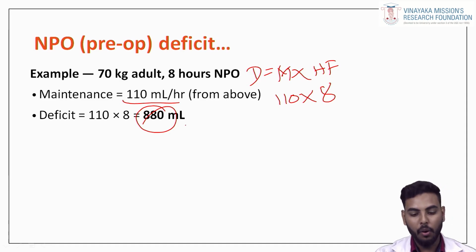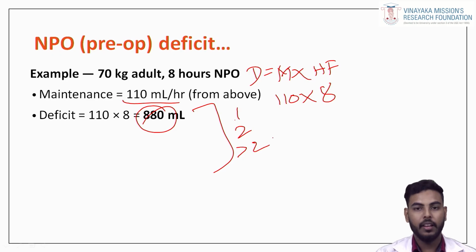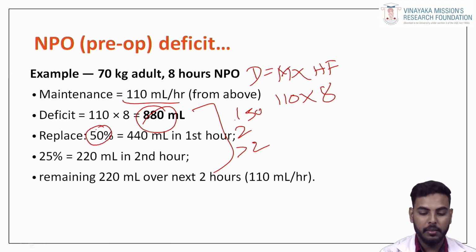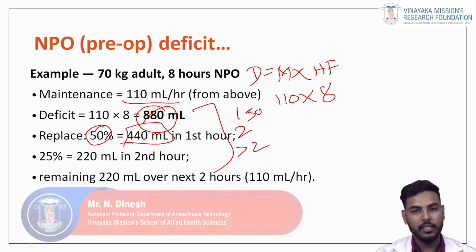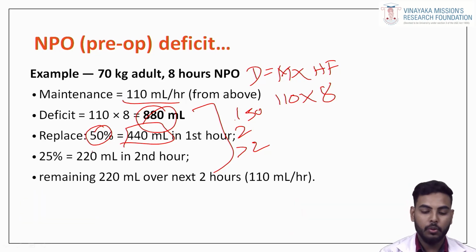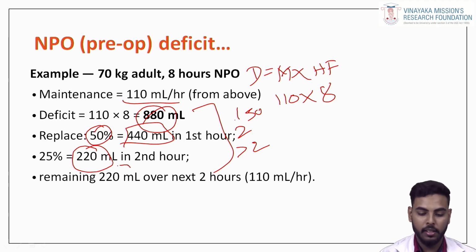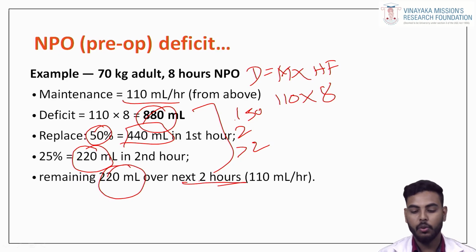Okay, so overall the deficit volume is 880 ml. Now this 880 ml will be divided into 3 parts, that is first hour, second hour and the last 2 hours. Over the first hour 50% of the fluid will be given, so 440 ml will be given in the first hour. Then 25% of 440 is 220, so 25% of the fluid will be given in the second hour, that is 220 ml, and the remaining 220 ml will be given over the next 2 hours. Okay, this is the calculation for the deficit.